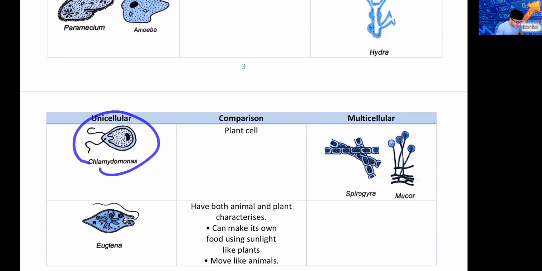This thing also looks freaking ugly. It looks like a cockroach to me, like a tiny cockroach. So this thing is a plant cell, by the way, because it is green. This thing can do photosynthesis. So yeah, that's a Chlamydomonas.